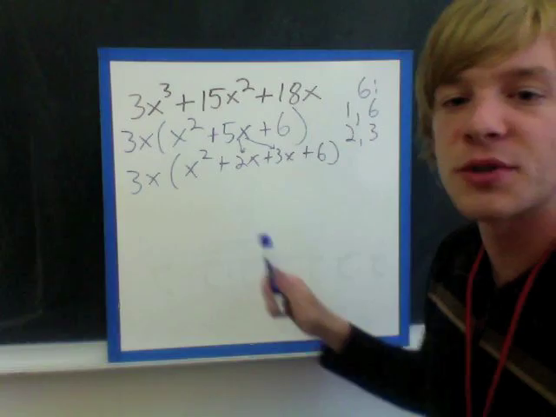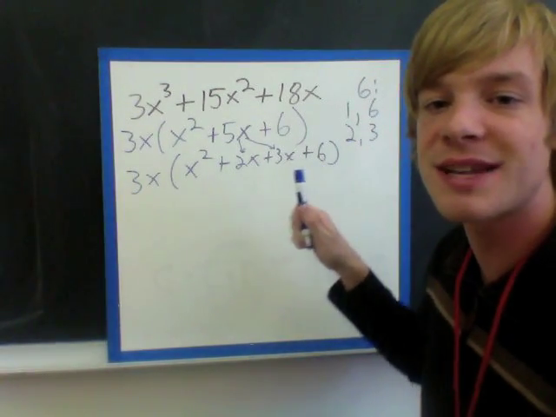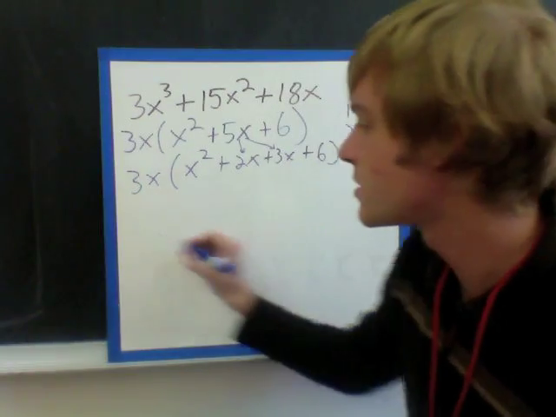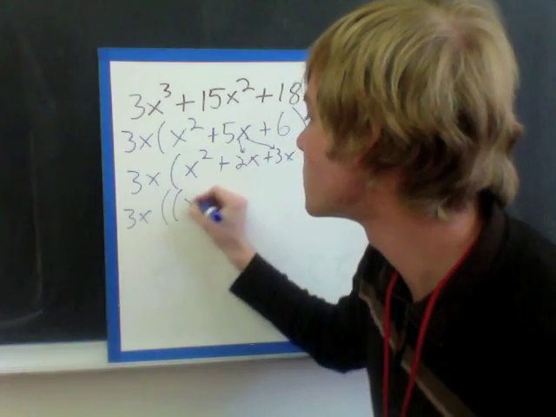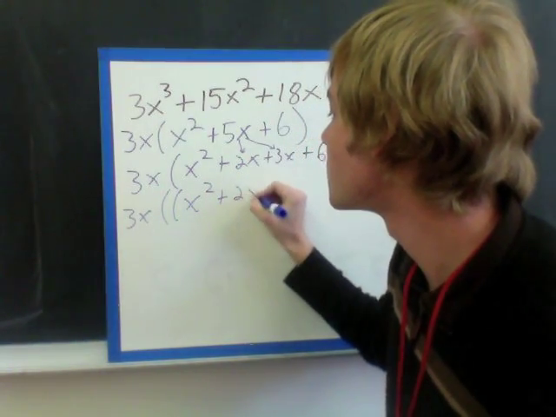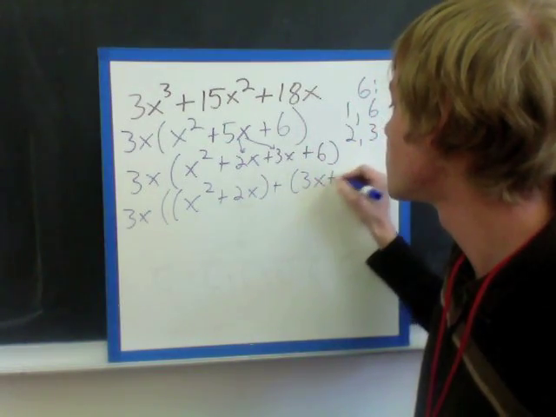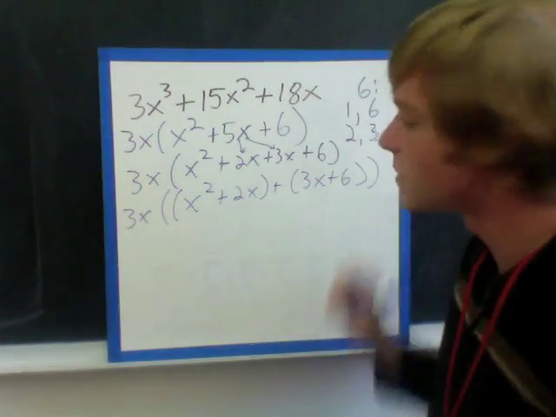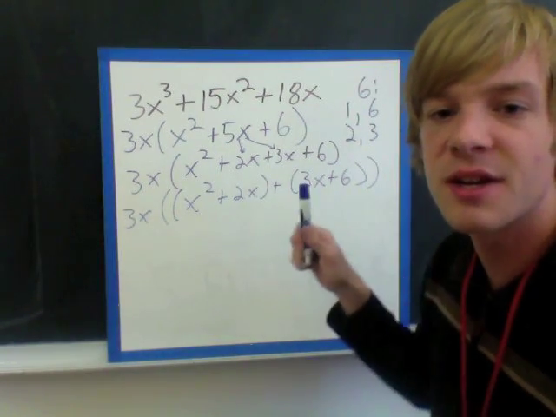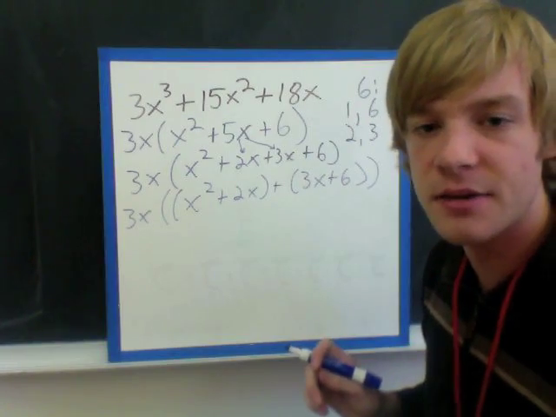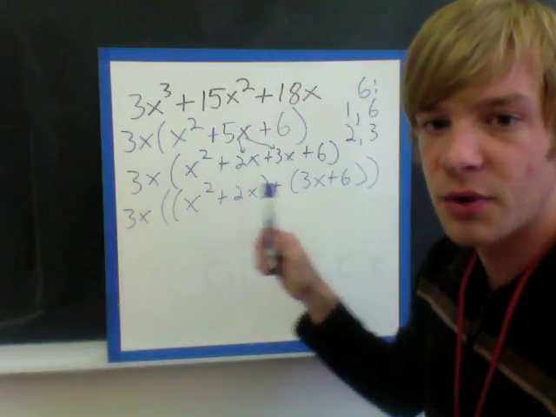So now I want to group. I want to put the first two terms here inside parentheses, and I want to put the second two terms here inside parentheses. Alright, so now I've got my double parentheses here. I've got one on the whole outside, and I've got the two smaller parentheses inside. Next, I want to find a common factor for both of these parentheses here.